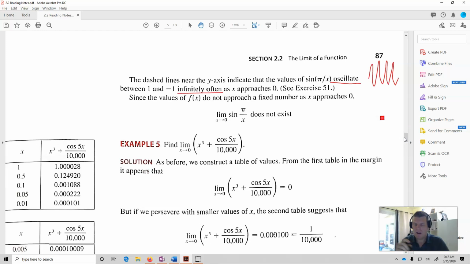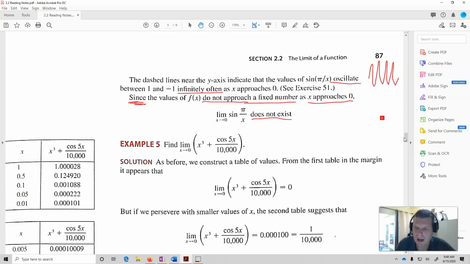Okay, now this word since, that means because, right? Or as a result of. Anytime I read that mathematically, that's a really important word, okay? What that means is that it gives me the reason. The reason the limit as x approaches 0 of sine of pi over x does not exist is because the values of f of x do not approach a fixed number as x approaches 0.